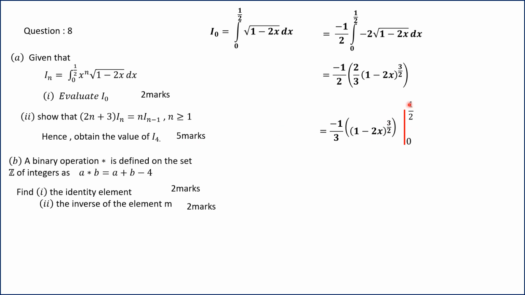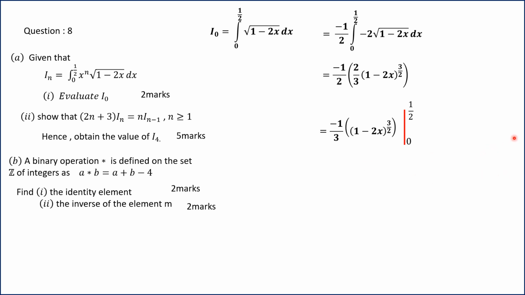Now you see that when you replace x with half here, this will become 1 minus 1, because 2 times a half is 1, so 1 minus 1 is 0. So the upper limit produces a 0 inside here. What about the lower limit? When I put 0 here, we will have 1, right? So it's just 1 raised to the power 3 by 2, which is just like the square root of 1 cubed, and it's 1.